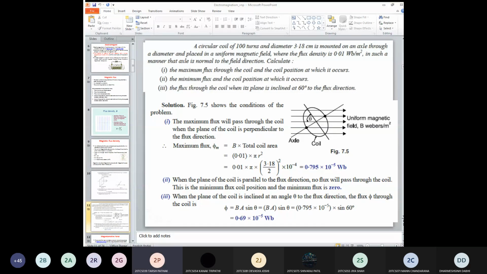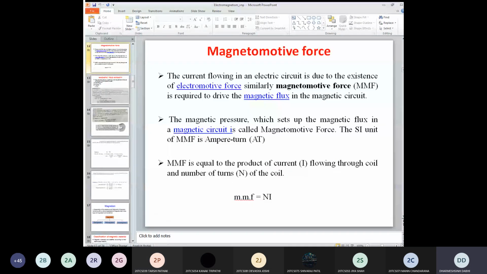Yes, sir. Okay. Next term is magnetomotive force. All of you can see this slide? Next slide. No, sir, nothing is visible on this slide. I think there is a problem in this. Now? Yes, sir, now it is visible. Okay, so next term is magnetomotive force.